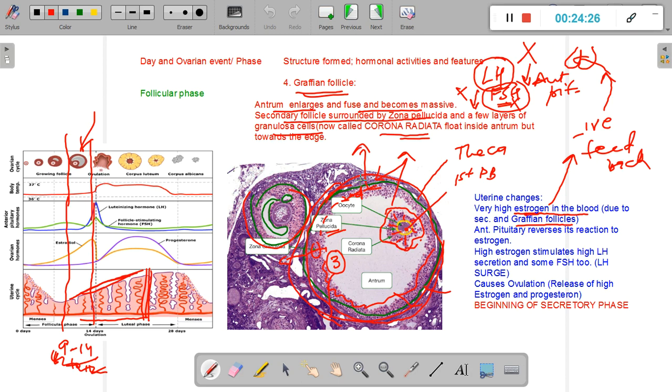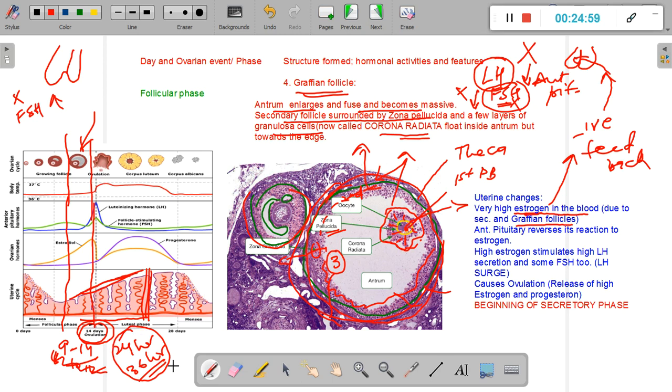Now just before the 14th day, 24 to 36 hours before the 14th day, before the egg has to be released out of the ovary, before this secondary oocyte has to be released out of the ovary, just around 24 hours before, the anterior pituitary starts behaving differently. Anterior pituitary, when estrogen is received by the anterior pituitary, it stops the production of FSH.